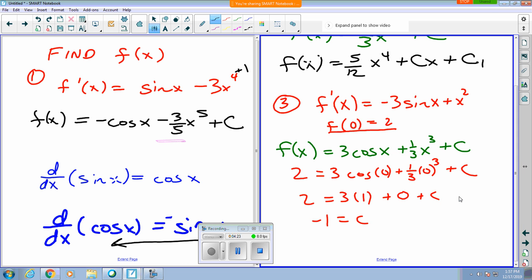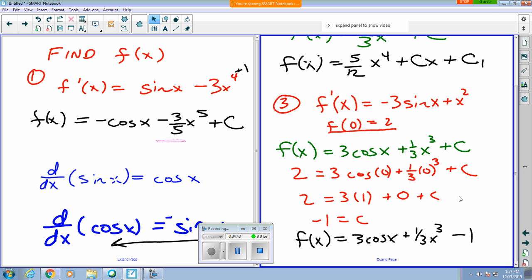So the antiderivative, or the integral of this function, is 3 cosine x plus 1/3 x cubed minus 1, due to the initial condition. Keep practicing. All right? The AP test has quite a few of these in the multiple choice.